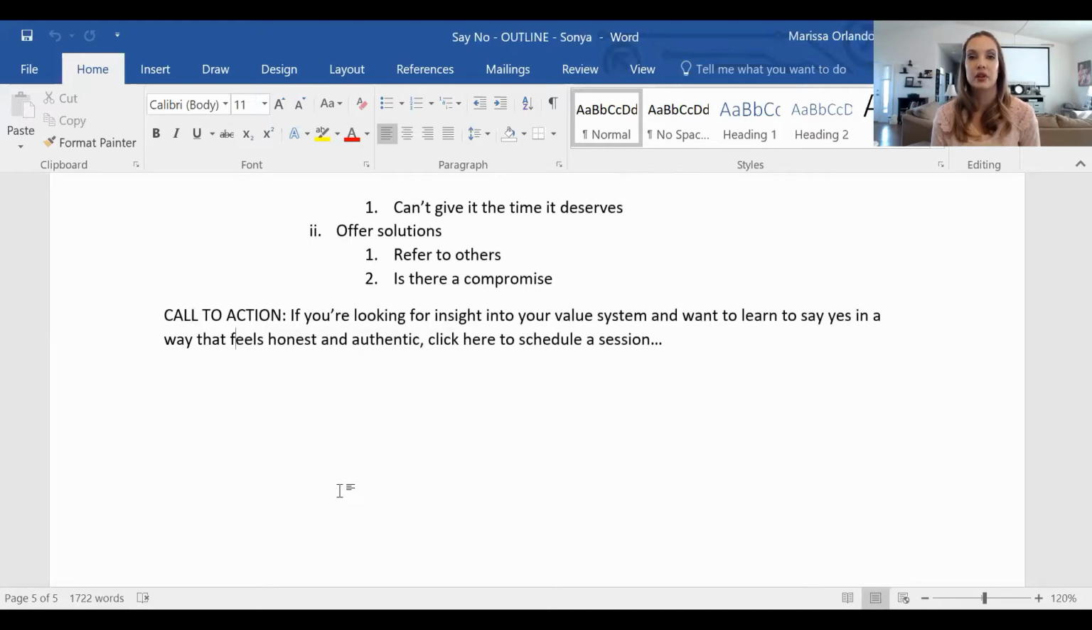If you are working with really, really busy professionals and maybe they would rather just click on a scheduler on your website and do it all online, you can have it linked to that. But basically, your call to action is to tell them what the next step is. And so if you read here, it says, if you're looking for insight into your value system and want to learn to say yes in a way that feels honest and authentic, click here to schedule a session. Okay? We have to ask for the conversion, right?